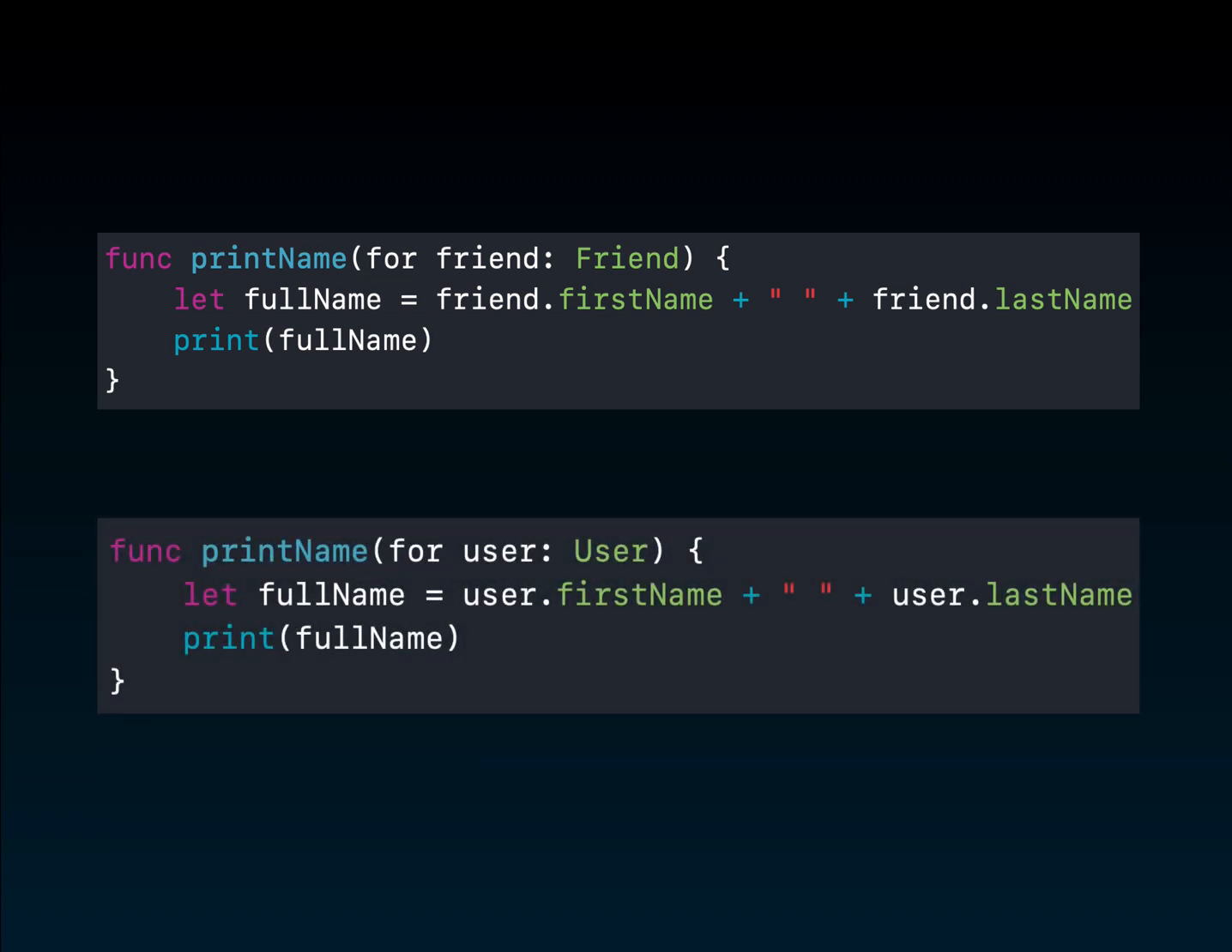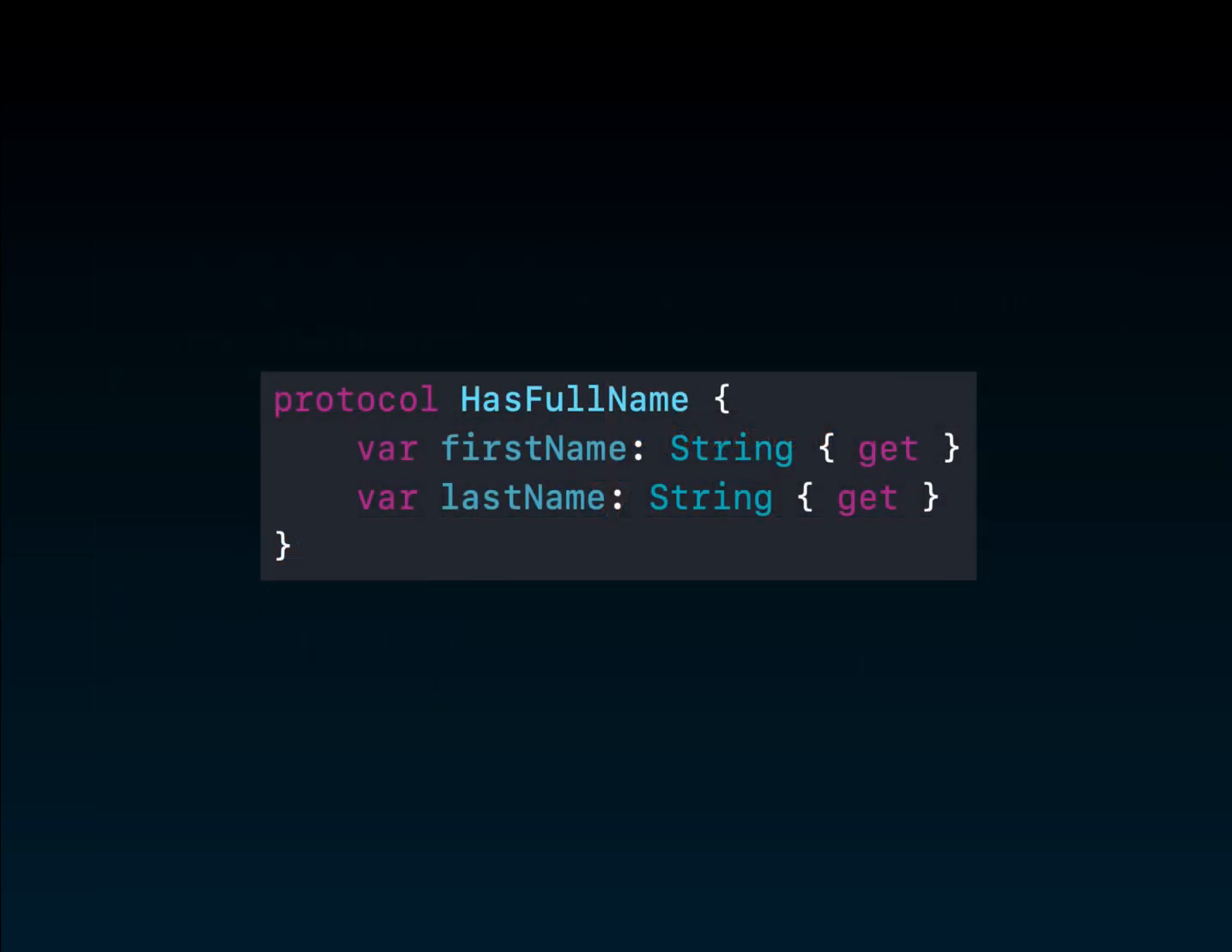And if we look back at the user one, the same function for a user, these functions look almost exactly the same. In fact, the only real difference between them is that type, friend and user. Everything is basically the same. So what would be cool is if we could somehow make this function generic so that it could accept either a friend or a user object. And that's where protocols come in.